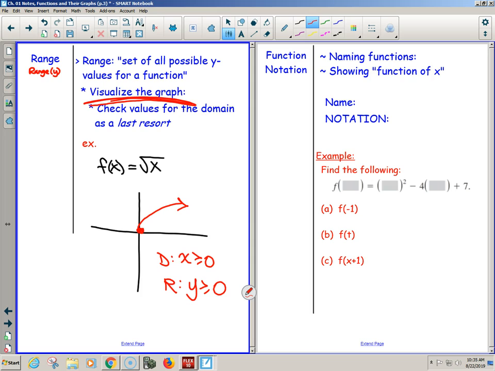What are we doing tomorrow? Function notation. F of x. Do you know how to plug it in perfectly and never make mistakes?